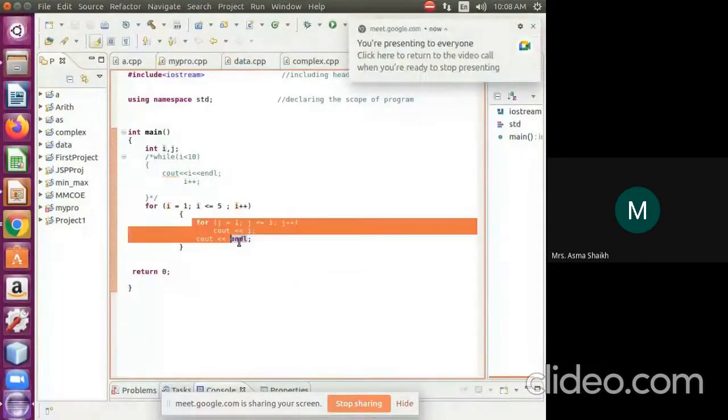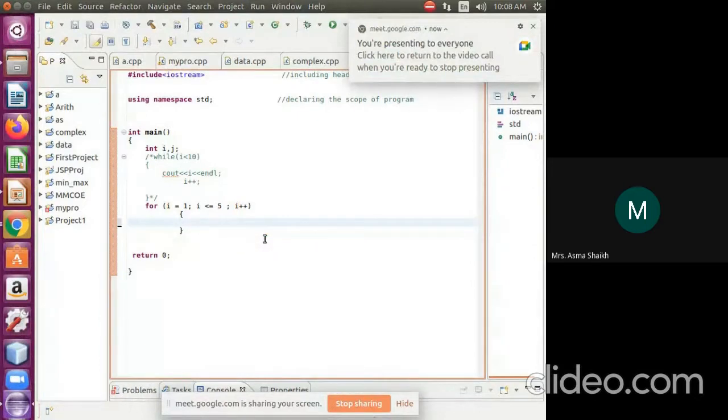Okay, so I wanted to show you the use of break and continue. Here in our for loop, students, if you see this, for i equal to 1, i less than or equal to 5, i plus plus, it means that the loop starts from 1 up to 5. It is executing 5 times.